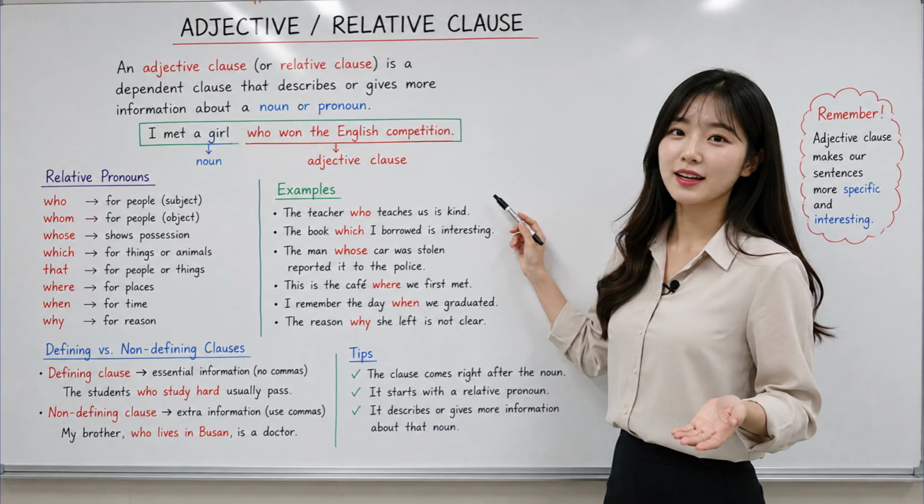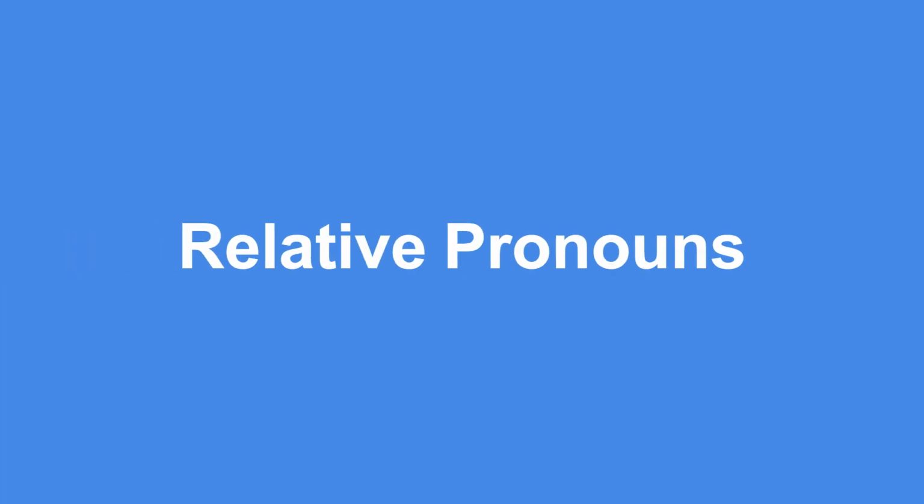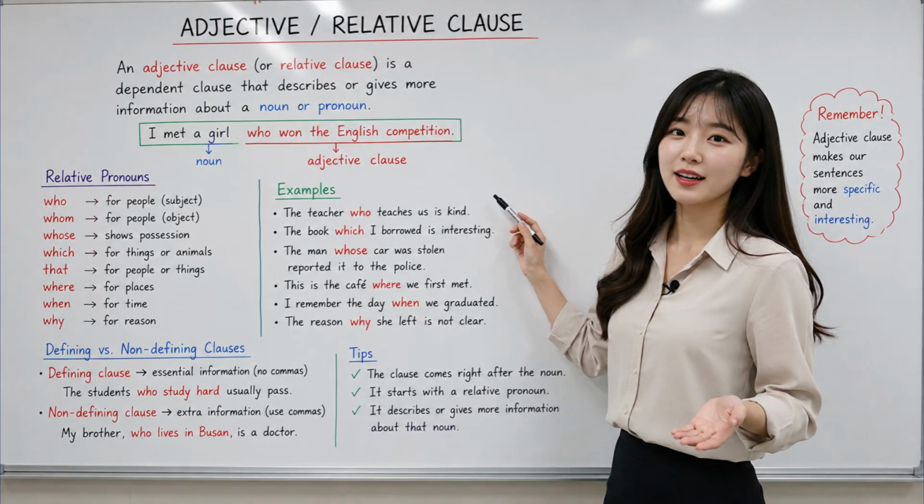Whenever you see a clause immediately following a noun and giving more information about it, there's a good chance it's an adjective clause. Relative pronouns. Now, let's learn the relative pronouns one by one.